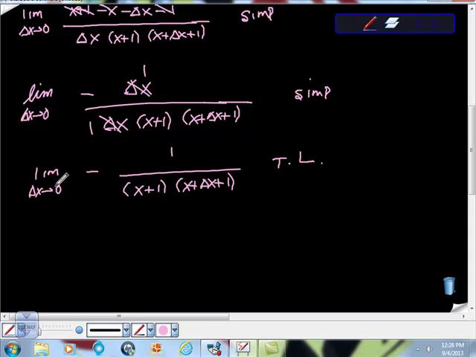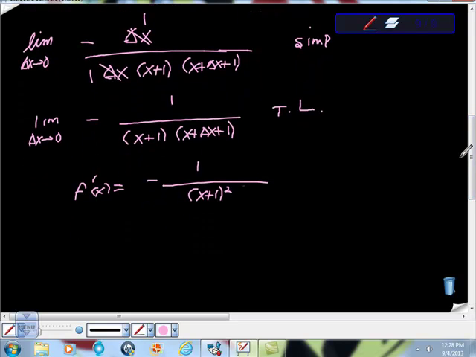We're done because now I'm going to take this limit. To take the limit is just to say that now I realize that if I let this change of x equal 0, the function will still be defined. So I'm going to say that f prime at x is equal to negative 1 over x plus 1 times x plus 0, that's change of x, plus 1. And we can see that x plus 0 plus 1 is just x plus 1, and x plus 1 times x plus 1 is x plus 1 squared. Isn't that right? X plus 1 squared.